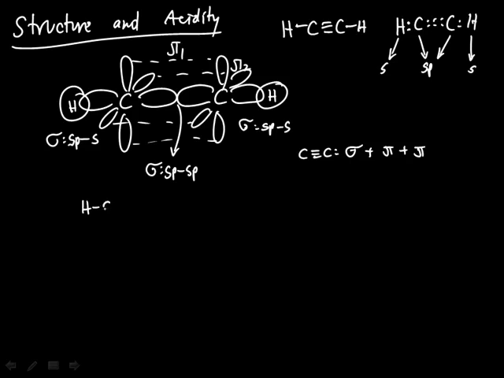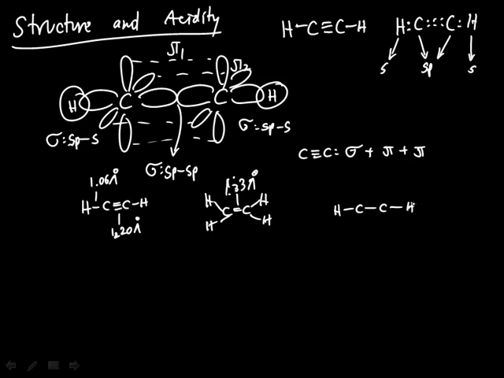If we look at the structure of alkyne in terms of bond length, we'll see that this bond is very short. This is 1.20 angstroms. This is about 1.06 angstroms. And this is shorter than in alkenes, where we have 1.33 angstroms, and in alkanes, where we have 1.54 angstroms.